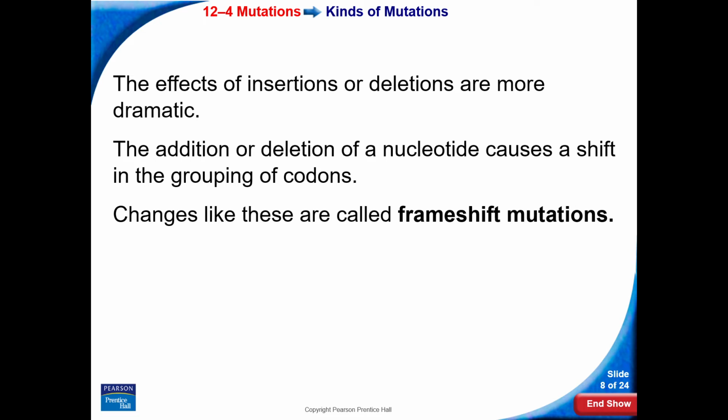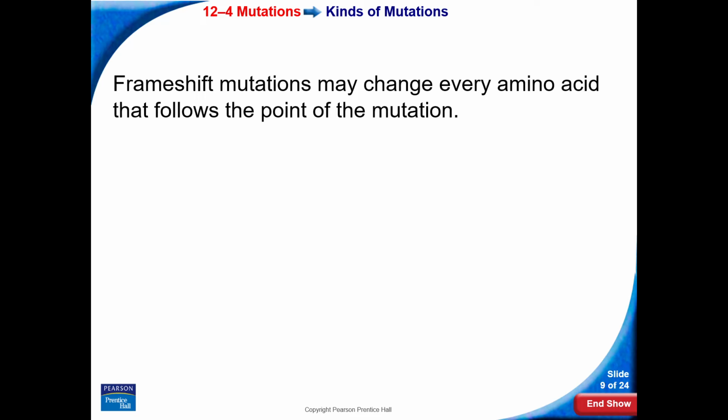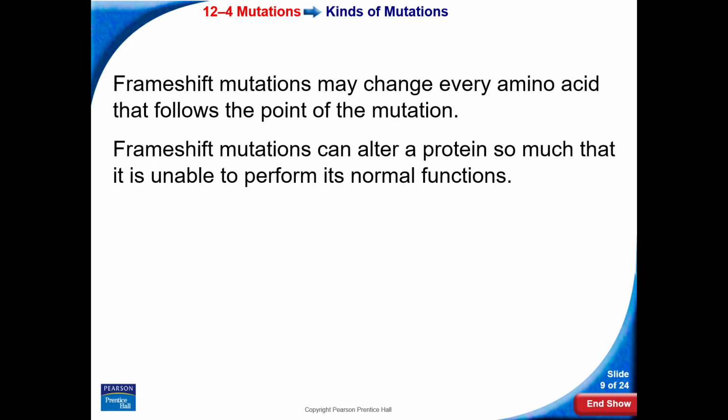When you shift the sequence, that's called a frame shift mutation. Frame shift mutations cause a change in every amino acid that follows from that point, unless that particular amino acid has the same triplet that ends up being substituted. Frame shift mutations can alter a protein so much that it is unable to perform its normal functions.